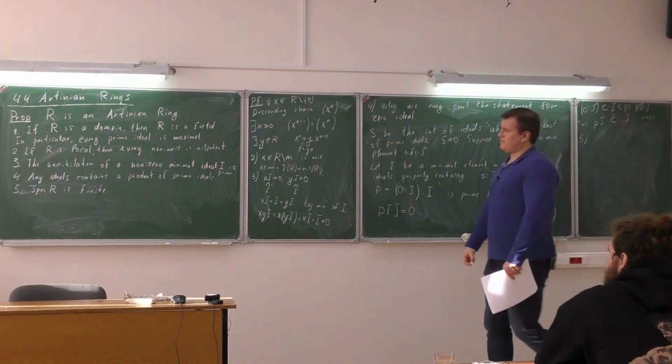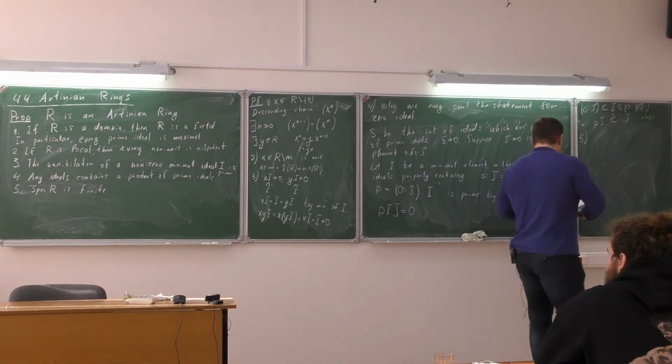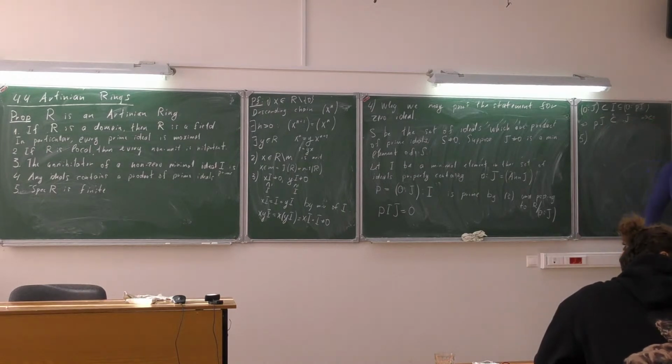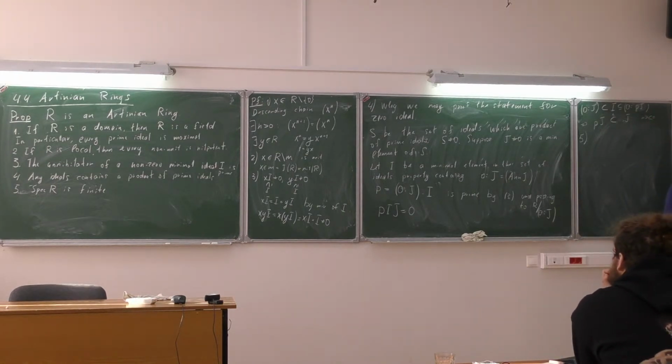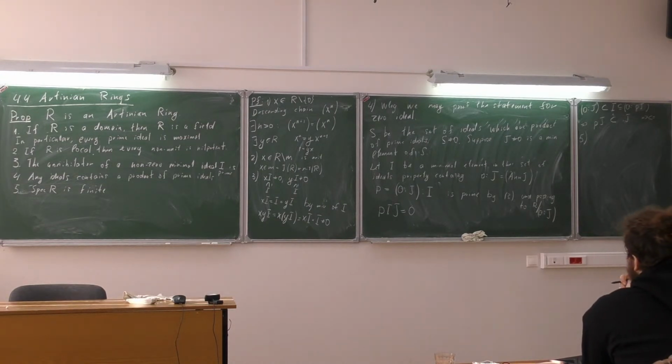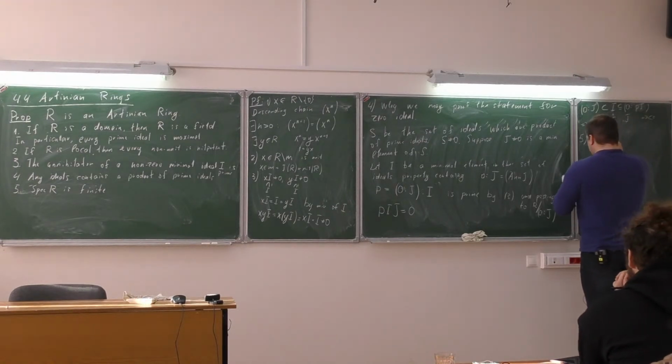Finally, part 5. Part 5 is actually quite simple. We proved that the zero ideal is a product of prime ideals. And since any ideal that contains a product of prime ideals contains the zero ideal, in particular, the zero ideal you can present as some product of prime ideals. Okay, so the last part is relatively easy.